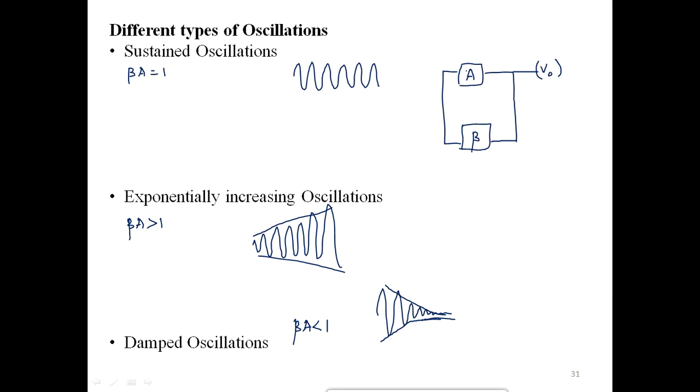Now the amplifier is generally a single stage RC coupled amplifier. We will be talking about it later, but a single stage RC coupled amplifier provides a phase shift of 180 degrees. The output when compared to the input has a phase shift of 180 degrees, and it also gets amplified.